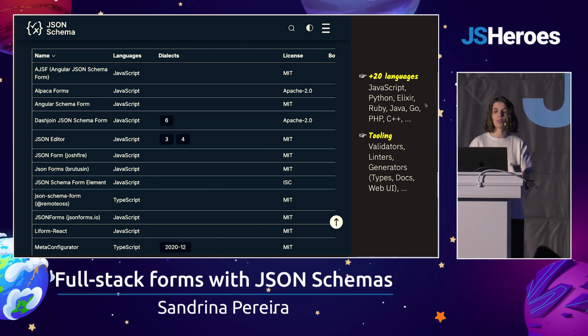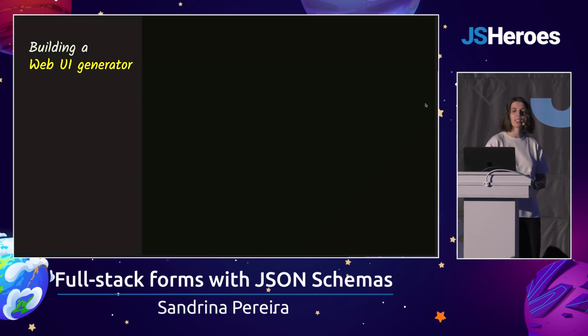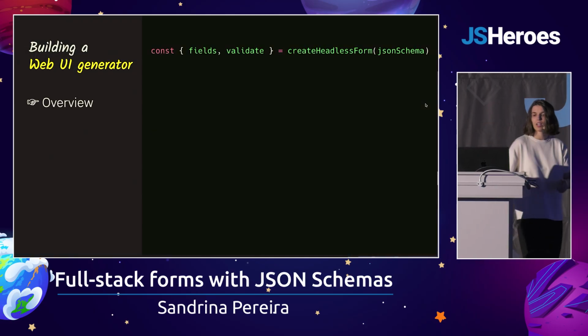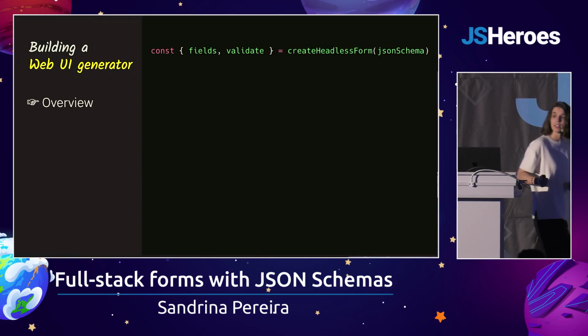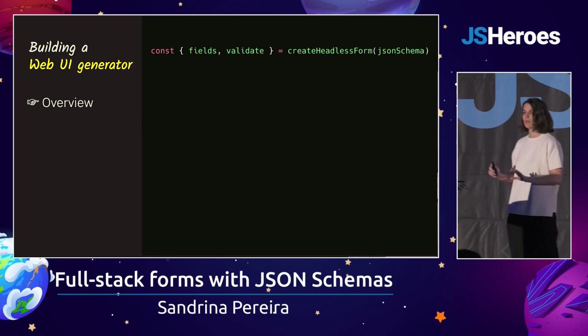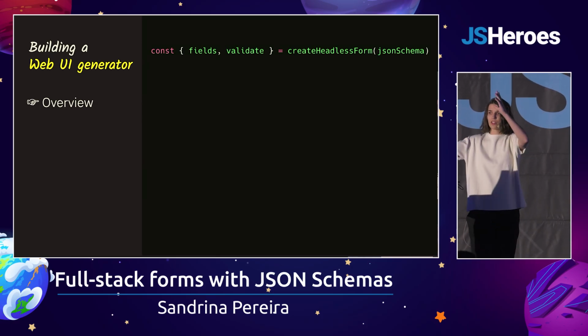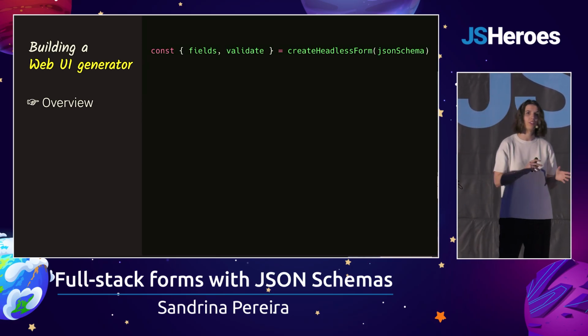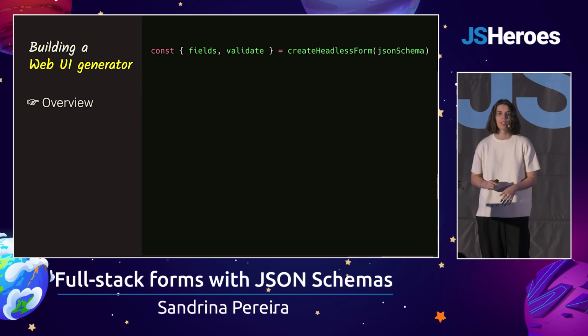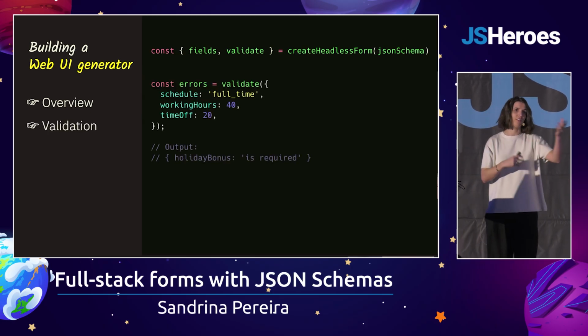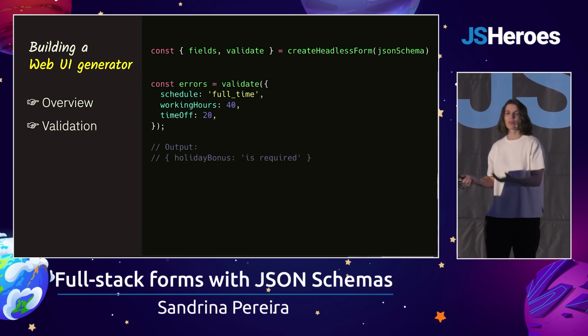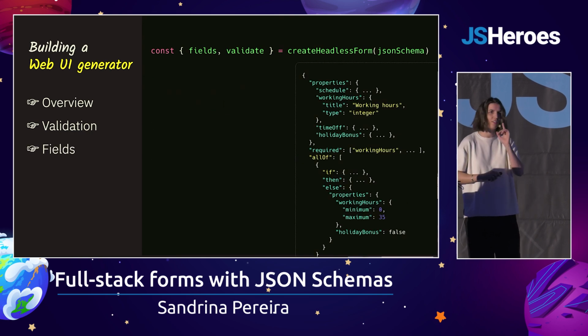Now, if you decide to do a web UI generator, it looks something like this. I really need a, let's try the clicker again. So, whatever function you have, you pass a JSON schema, and you get two things, the fields and the validate. The validate is a function, nothing fancy. You pass the values, you get the errors. But the fields is the interesting part.